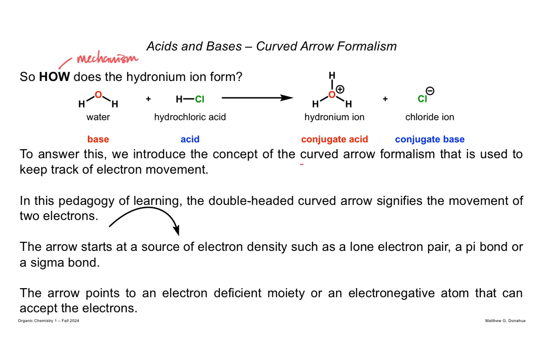So the curved arrow formalism, how electrons move. So typically they'll start at a lone pair, or they'll start at a pi bond, or if you're breaking a bond, they'll start at a sigma bond. And notice the arrowhead here.